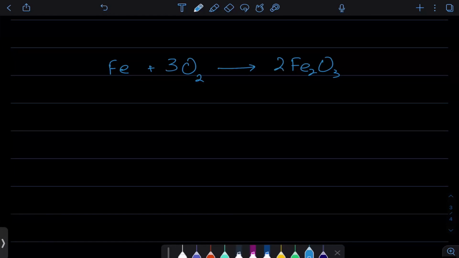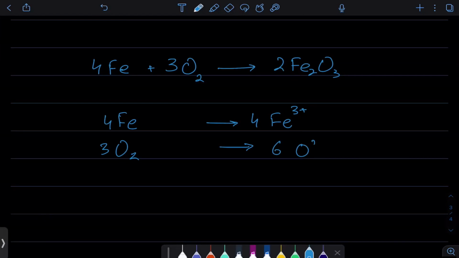3 here, 2 here, 4 here. Okay, now iron changes to 4 iron ions, 3 oxygen change to 6 oxide ions. Notice that I have written the ions multiplied, because 3 is not part of the oxide. Of course, there are some cases where that number, like SO4, the 4 is part of this, but that's not the case here.